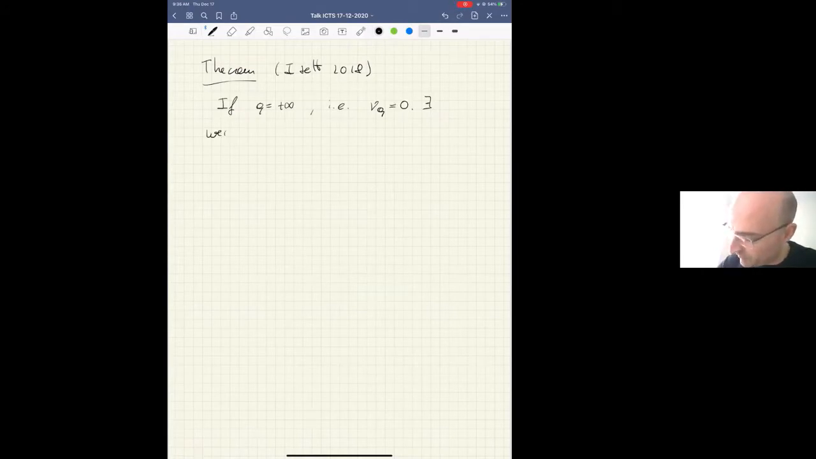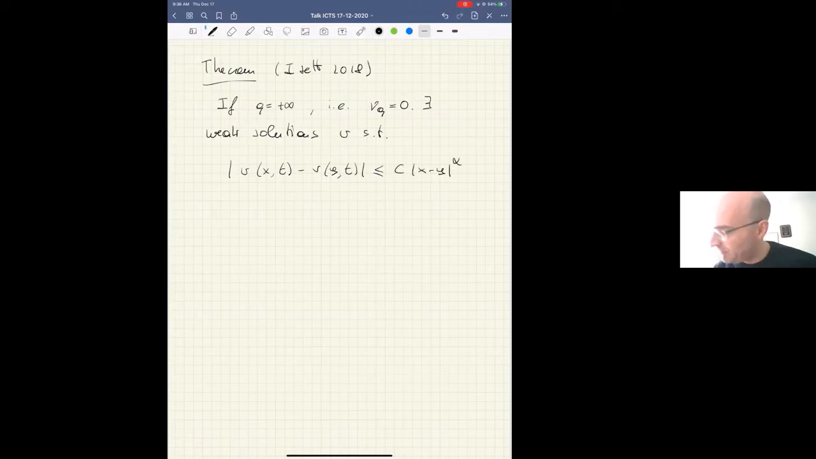weak solutions v with the property that you have a Hölder continuity condition uniformly in time and space of exponent alpha, and that is going to happen for every alpha less than 1/3, and with the property that the energy is not constant, as you would expect if you had a smooth solution.